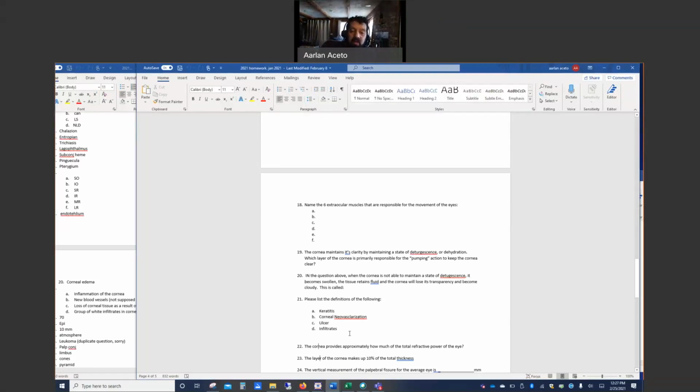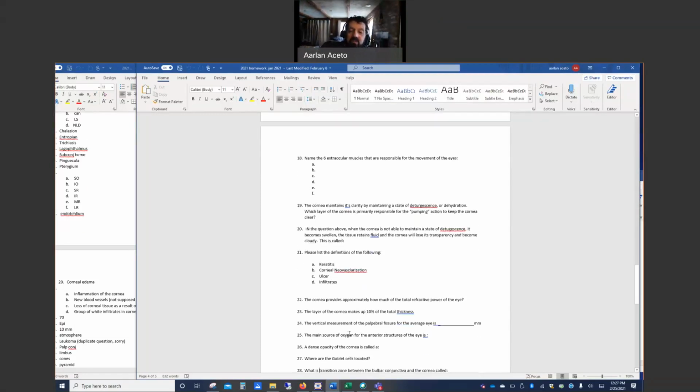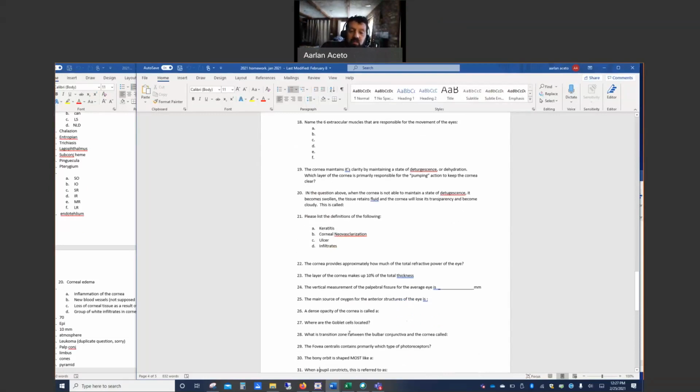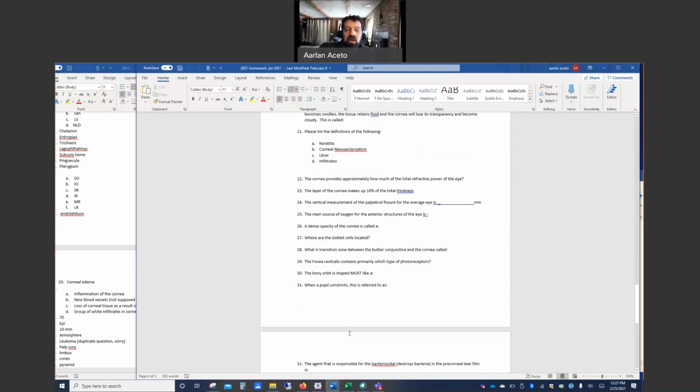Cornea provides approximately how much of the total refractive power of the eye? 43 diopters was fine, 70% was fine. Either way, just know that you're always going to get questions on what is the primary focusing part of the eye. Cornea is always there. And then second, obviously, is the crystalline lens.